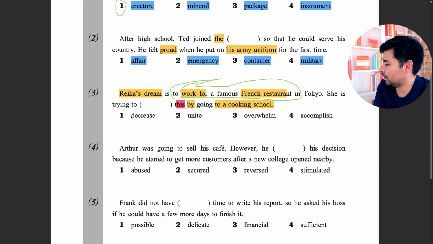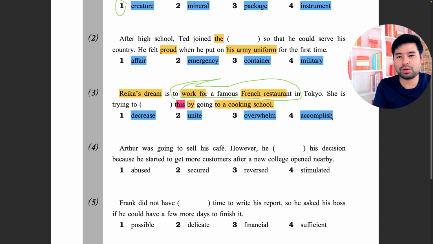So we can say, down below: she's trying to decrease, she's trying to unite, she's trying to overwhelm, she's trying to accomplish. Four difficult words, right? What do you think? Do you understand these words? Again, if you don't, you can go to the dictionary and check. I'm going to give you just some of the words to help you, but the ones that I don't explain, you go to the dictionary and get by yourself. So decrease is the opposite of increase.